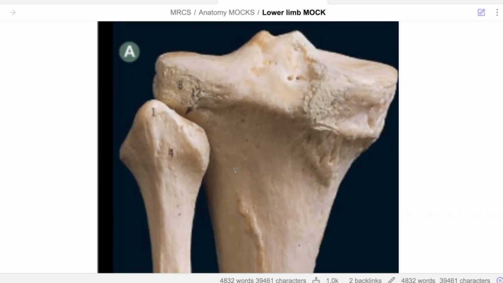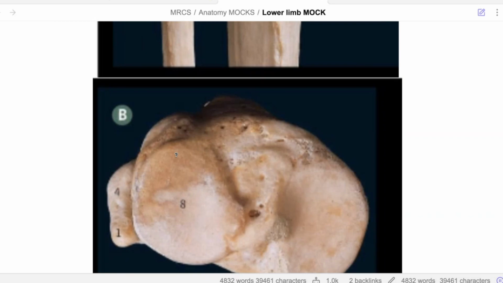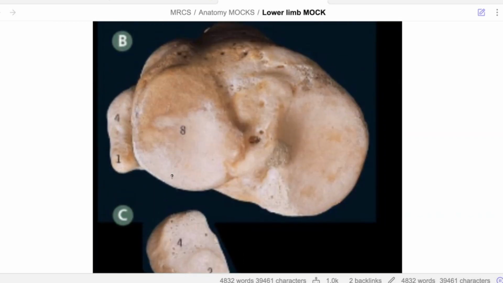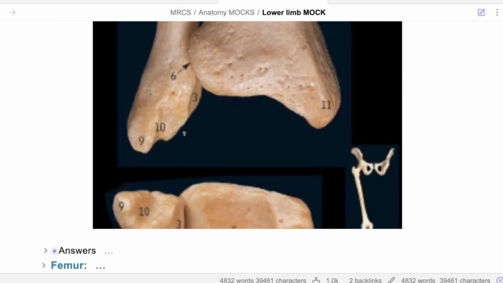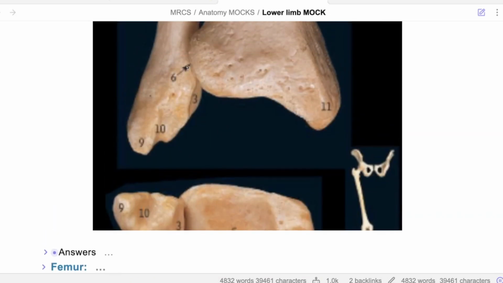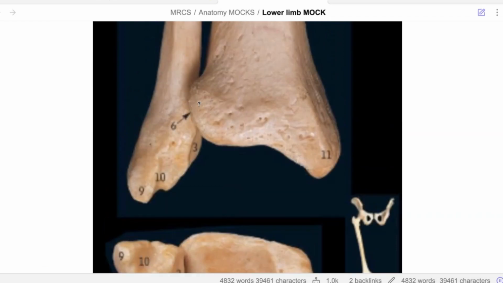Okay. What is 1? It's the coronoid process of the fibula. That's the head of the fibula. Okay. This one, what is 8? That's the lateral condyle of the tibia, articular surface. The left tibia. What is 6? 6 is the fovea of the fibula, left fibula.